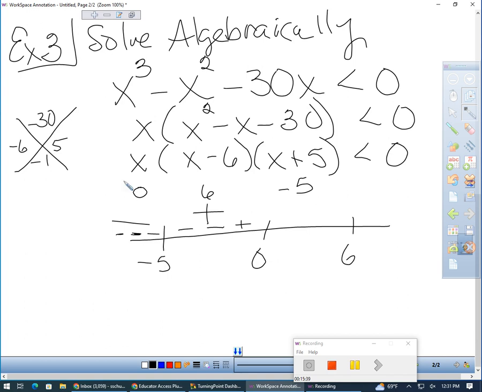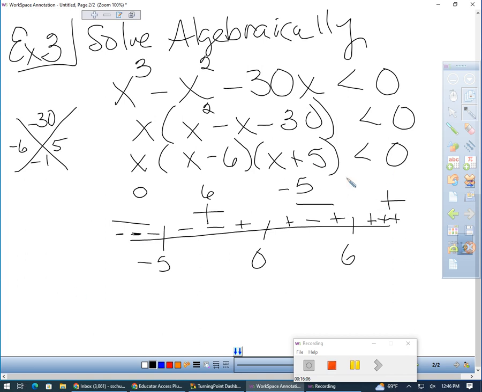How about between 0 and 6? Let's use just positive 1. So I have a positive. What do I get for 1 minus 6? I get a negative. And then 1 plus 5, I get a positive. So that section is also going to be positive times a negative times a negative. There we go. And the last section, if I plug 10 in there, it's all going to be positives. So it'll be positive.